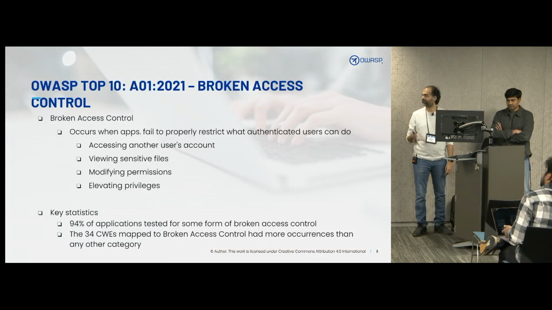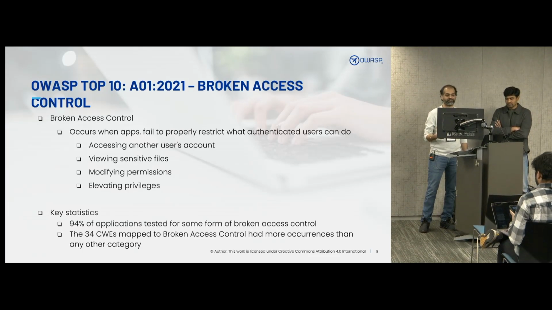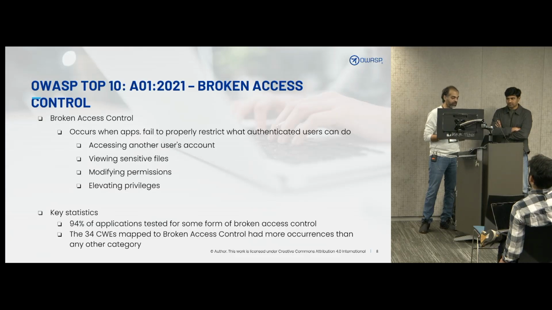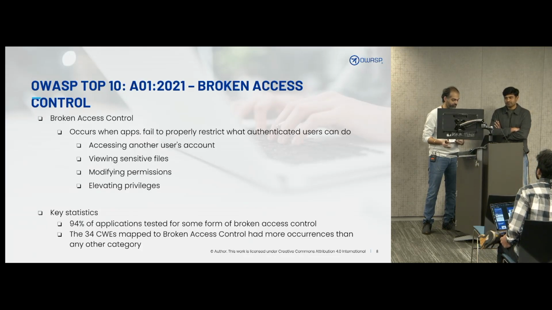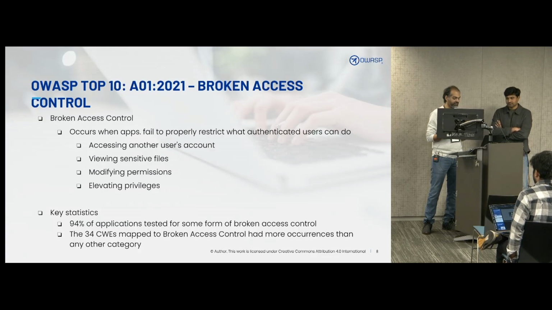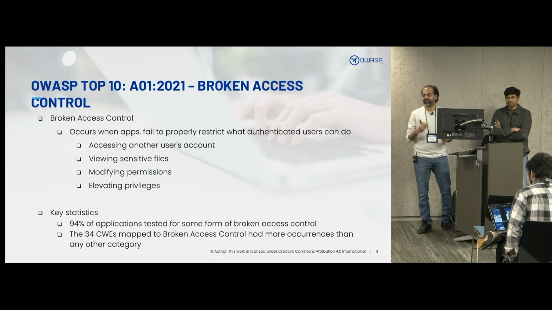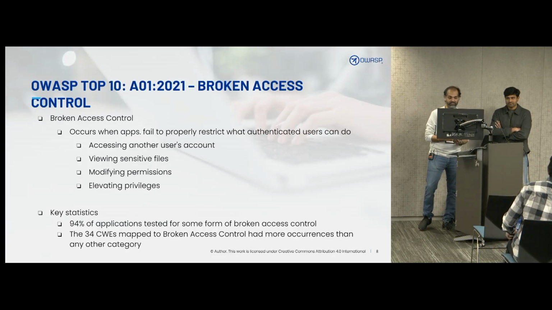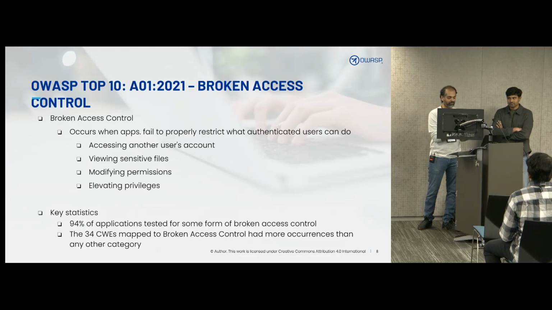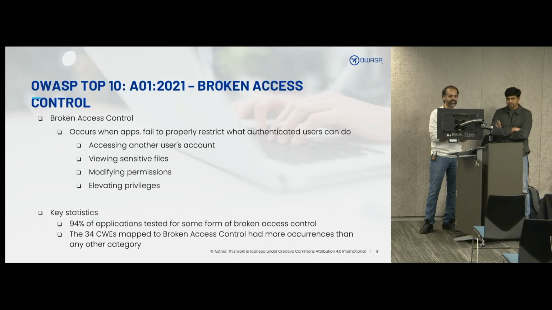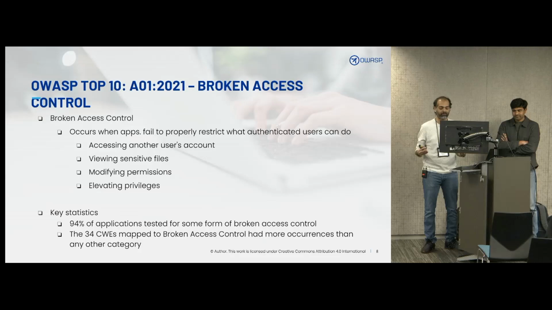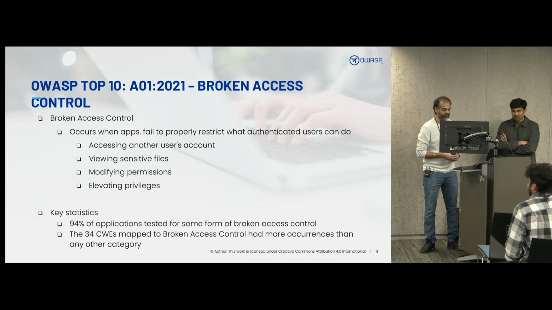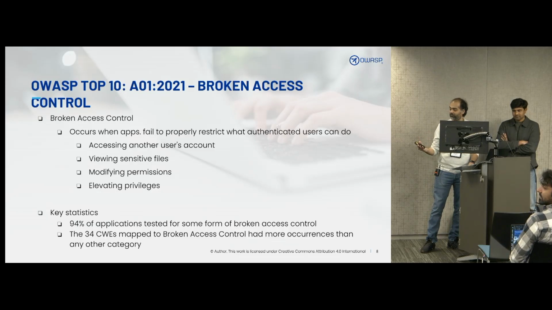In the OWASP Top 10, A01:2021, since 2021 we've had broken access control as the top threat. When we say broken access control, OWASP has identified 34 Common Weakness Enumeration types, 34 CWEs, and all of them are mapped to A01:2021. In essence, it occurs typically when applications fail to restrict access, especially for authenticated users, and decide what they could do. Can you just view your data, or are you accessing another user's account, viewing sensitive files, modifying permissions, or elevating to additional privileges? These are various forms of broken access control. And one of the key statistics, like I said, is that 94% of the applications were tested for some form of broken access control.